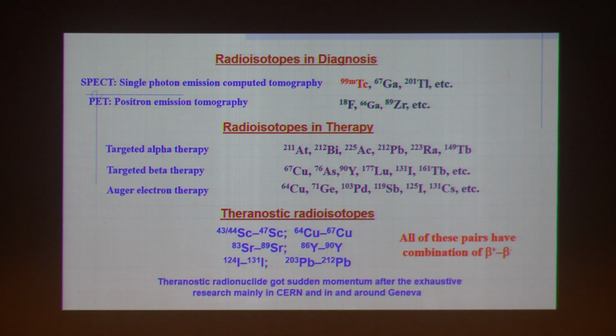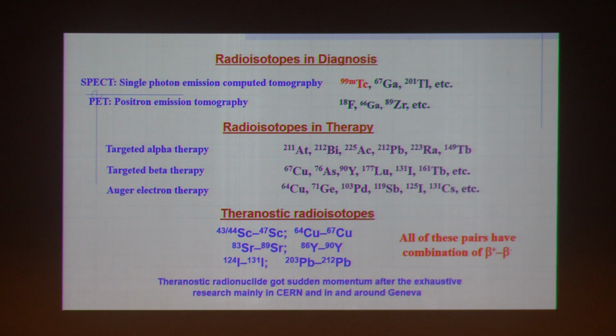If I now distinguish between the radioisotopes, then there can be radioisotopes for diagnosis, for therapeutic purpose, and also for theranostic purpose. So if I am talking about diagnostic radioisotopes, then there can be 99m technetium, which is very common. Apart from that, 67 gallium, 66 gallium, which can be used for SPECT or PET.